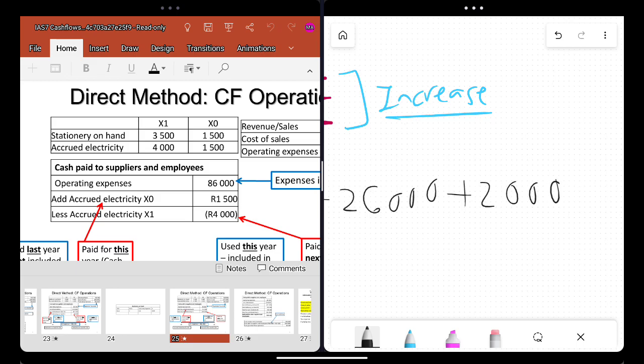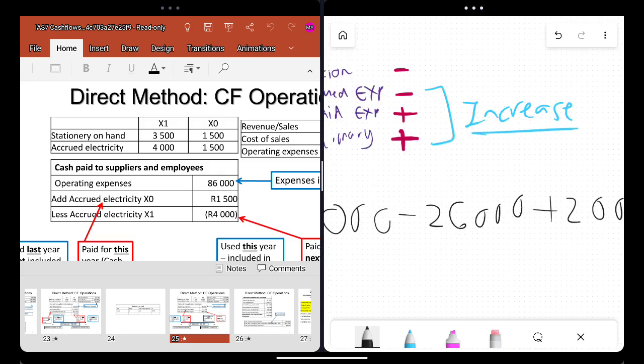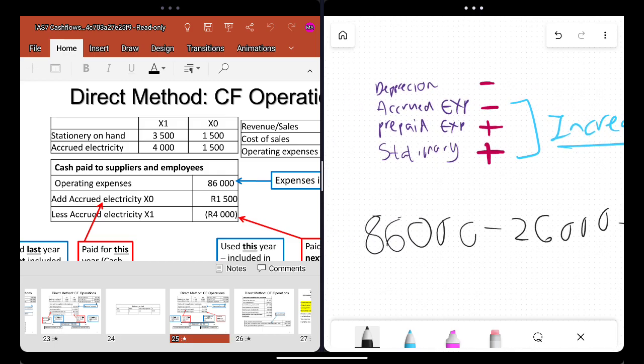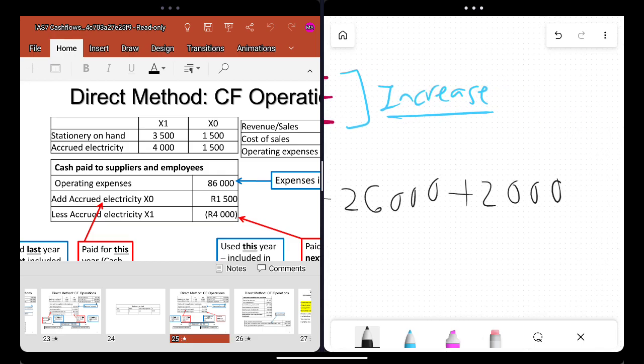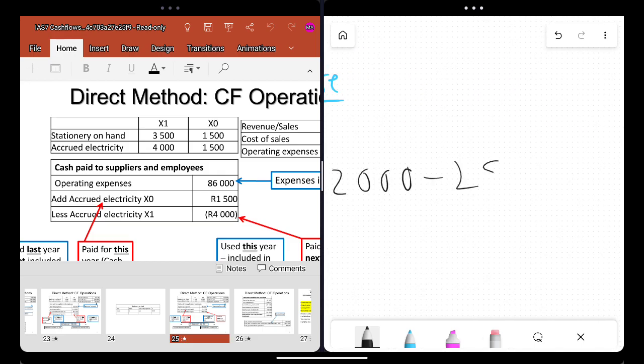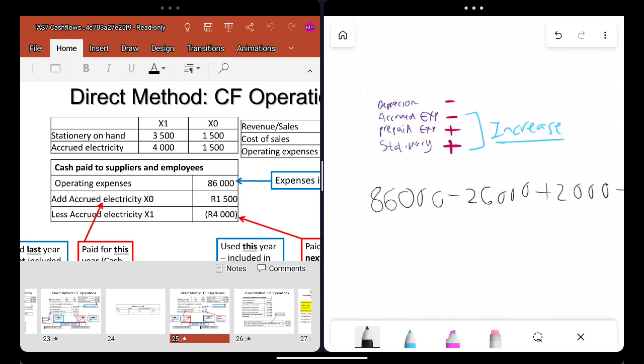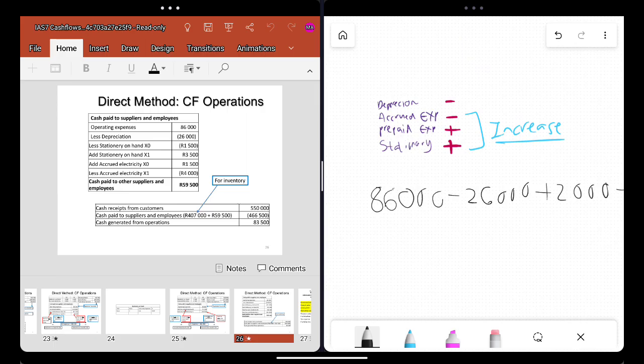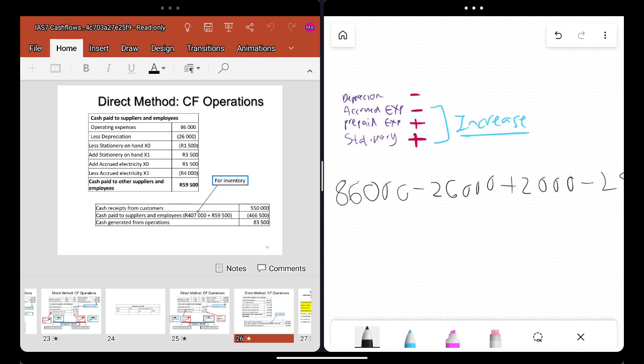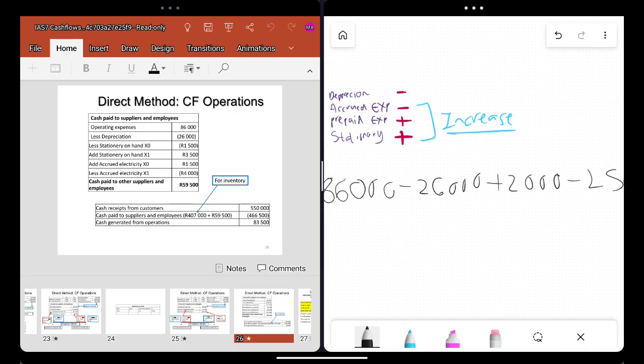Now let's go to the next one. Accrued electricity. It increased by 2,500. So for an accrued expense, you minus the difference. So minus 2,500. Can you see how it is, look at this. And then let's see, do we have, let's say, prepaid or something else? Stationery, accrued. Okay, so we only have the three. If we had, for example, prepaid and it increased, we'd say plus the figure. But we don't have prepaid over here, so we just leave it out.